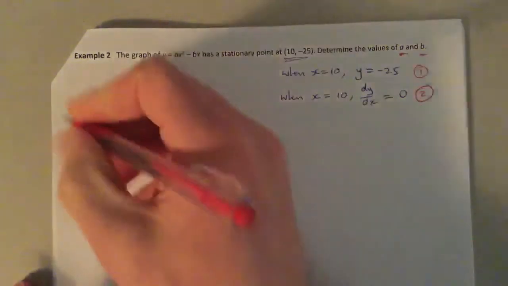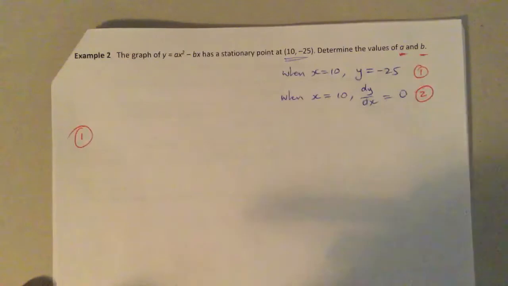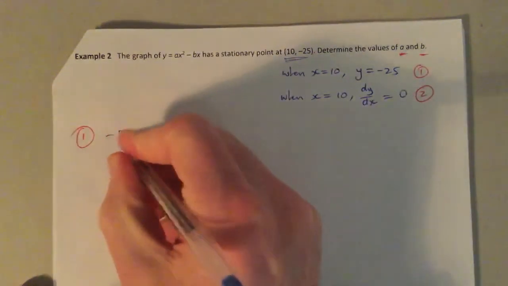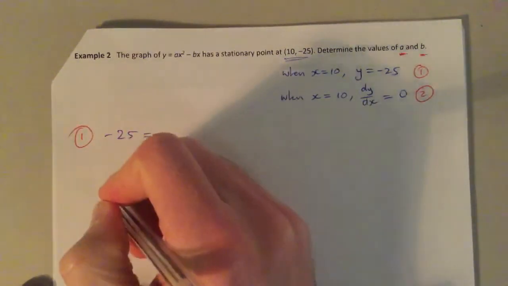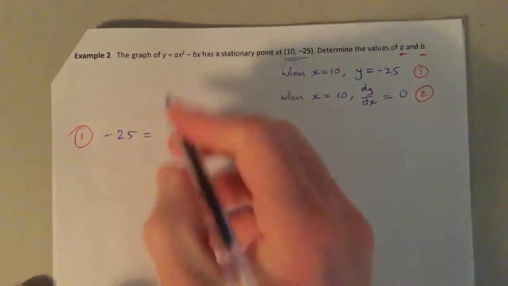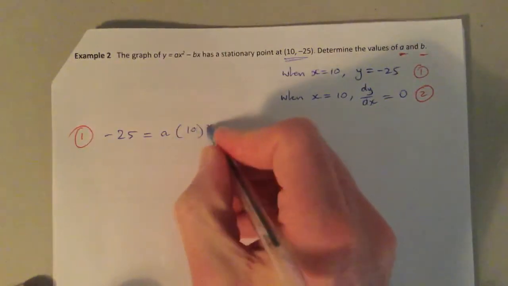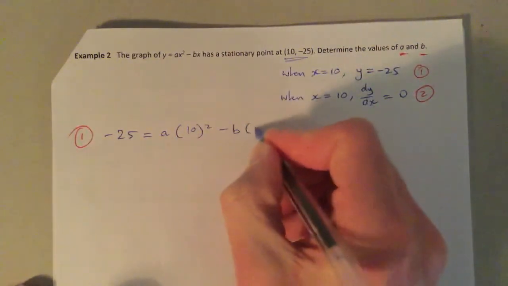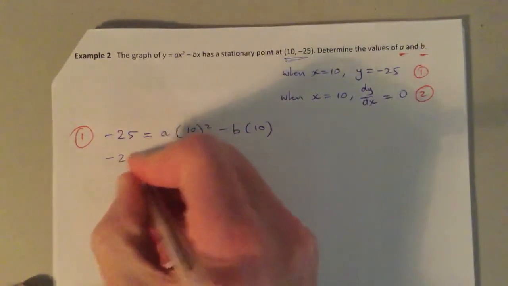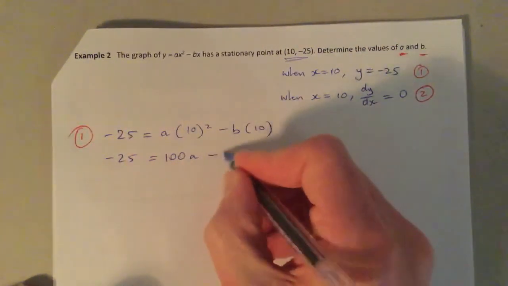From 1, when x is 10, y is negative 25. So we can say that negative 25 equals a times 10 squared minus b times 10. So in other words, negative 25 equals 100a minus 10b.